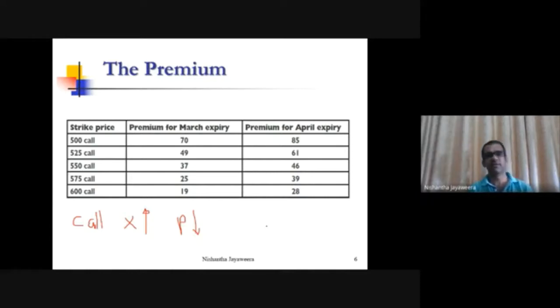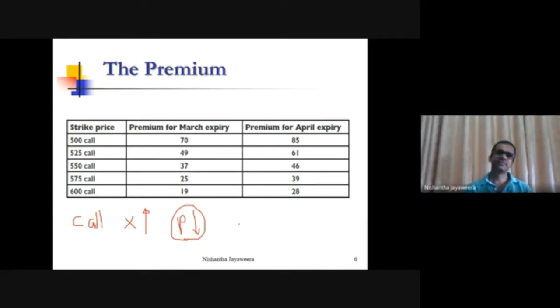Okay, the thing is, I can put any numbers and tell you this is what's happening. But it's not about what, it's about why. What is the reason? For a call option, when the strike price increases, the premium decreases. What's the reason? Can someone say? The probability of that price going higher would be less, right?